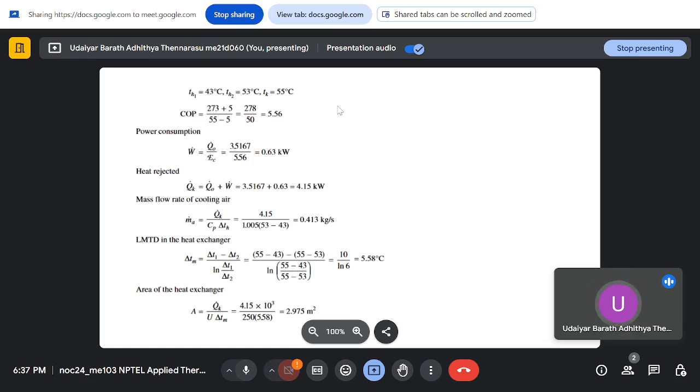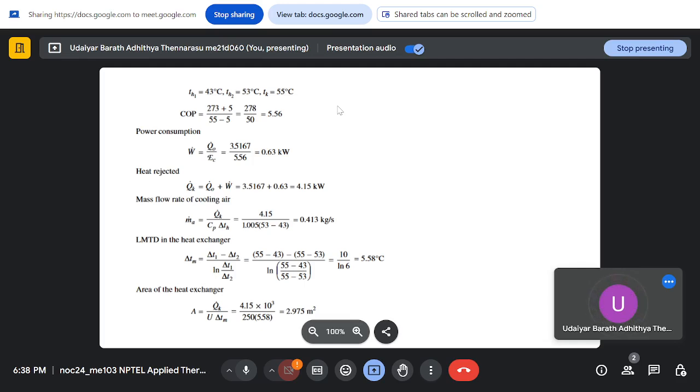So with both of these temperatures, we can estimate the COP. COP is nothing but Q by W, which is your evaporator temperature divided by the condenser minus evaporator temperature. Your evaporator temperature is 5 degrees, so converting that into Kelvin will be 278, divided by the temperature difference between the condenser and the evaporator, which is 50. So that will give you a COP of 5.56.